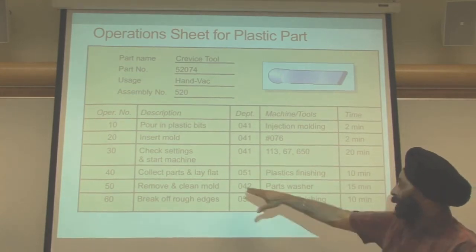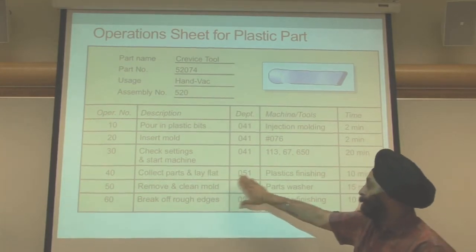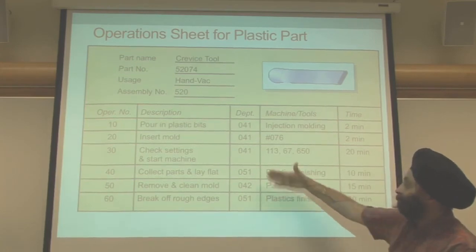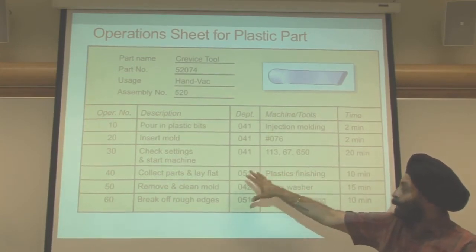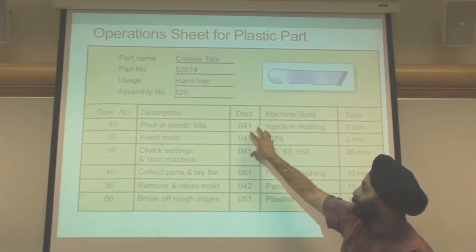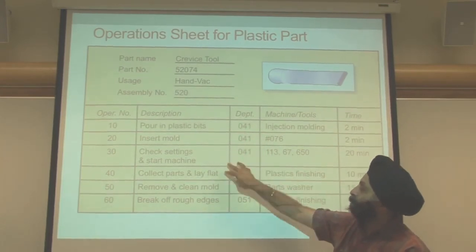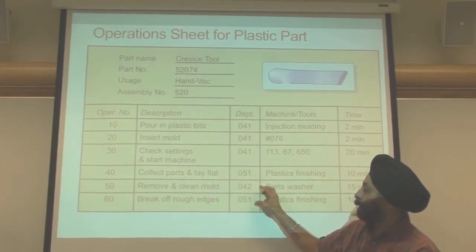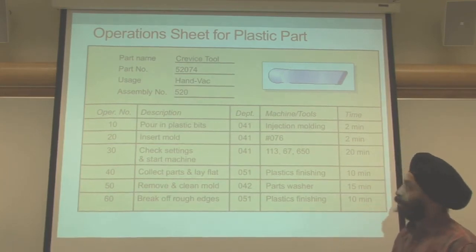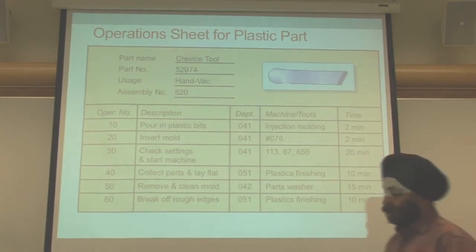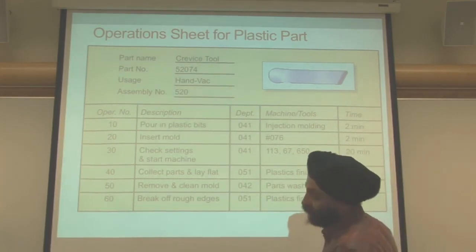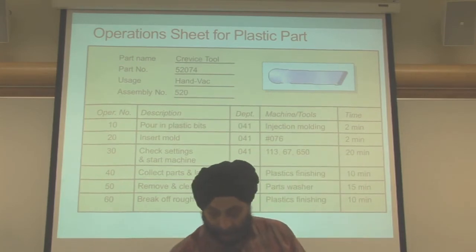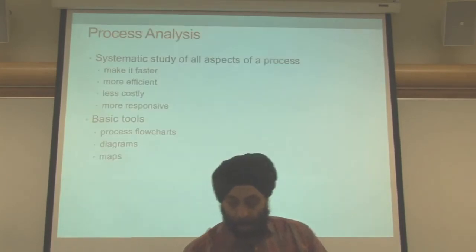So again, you can see collect parts, lay flat, plastic finishing, which is a different department. So now one can easily visualize how it goes from department 41 to 51, then back to 42, then back to 51 to finish it off. So that's pretty much it, and how much time it will take to create this product.